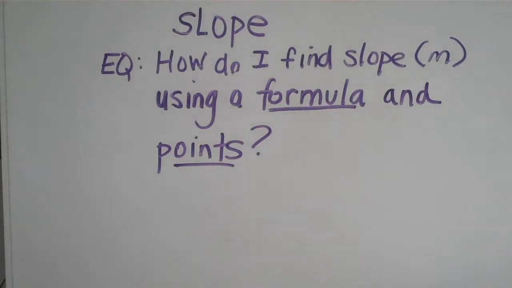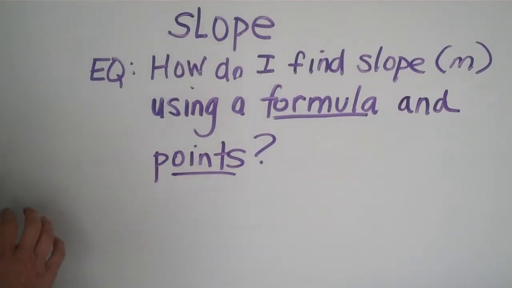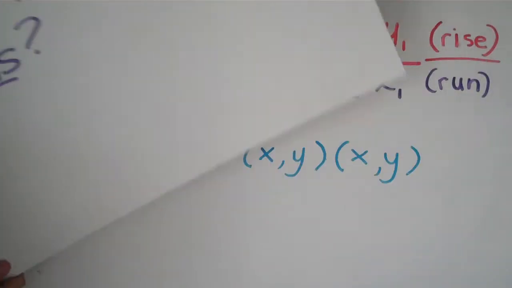Okay, let's talk about how to find slope using a formula and some points. Last video I did was just counting slope on a graph. This is basically using a formula to derive slope and some points. Okay, so let's look at that.